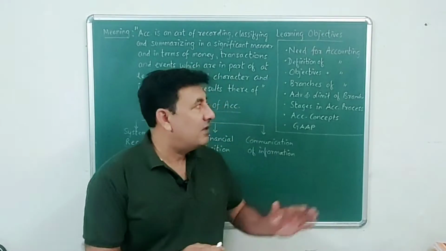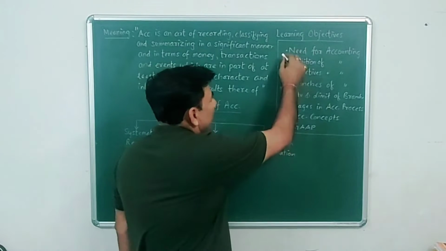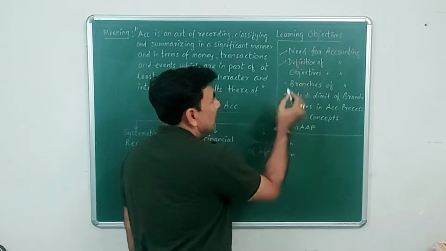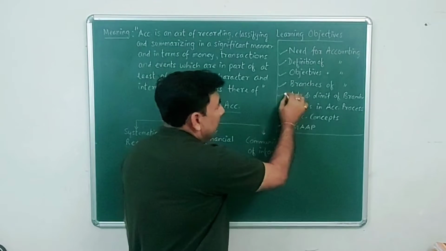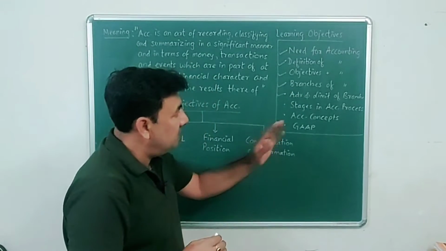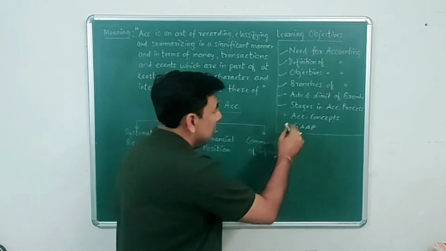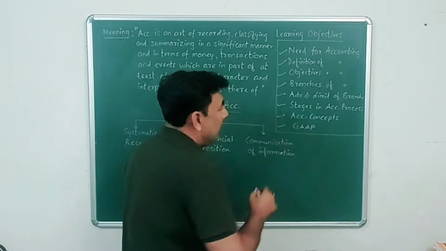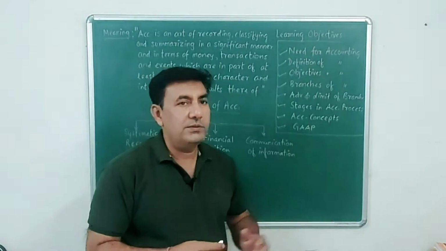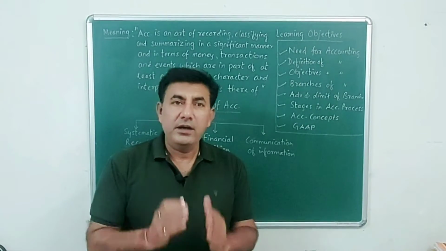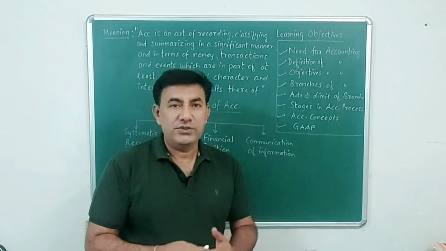These are our learning objectives in this video: the need of accounting, definition of accounting, objectives of accounting, the different branches of accounting, advantages and limitations of the different branches of accounting, stages in the accounting process, accounting concepts, and GAAP, generally accepted accounting principles. All these concepts we'll be covering in this video. Kindly watch the video attentively till the end to have a complete understanding of this chapter.